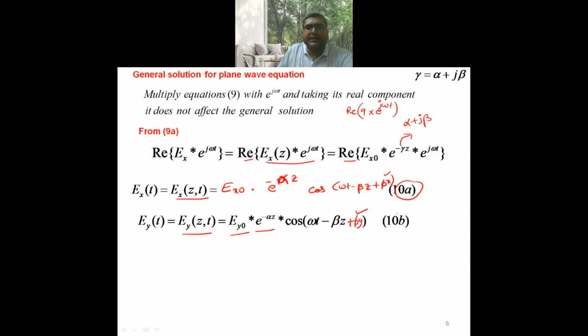If you observe the general solution of 10a and 10b, Ex naught and Ey naught are the magnitudes along x direction multiplied with e power minus alpha z. Means after traveling some z distance, the wave amplitude is attenuated by the factor e power minus alpha z, and cos omega t minus beta z. Omega is the frequency of the electromagnetic wave, and minus beta z implies the electromagnetic wave is traveling in positive z direction.